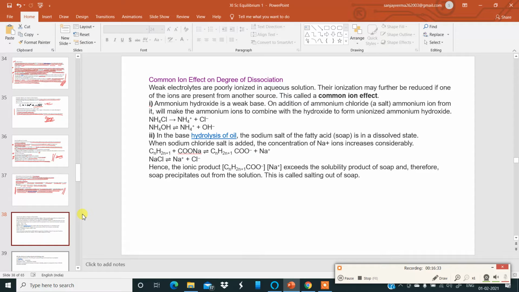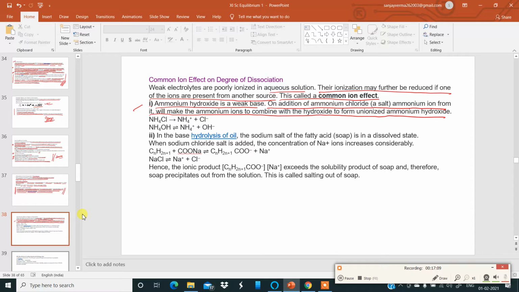There is one important term here, which is called common ion effect. The effect of common ion on degree of dissociation. Weak electrolytes are poorly ionized in aqueous solution. Their ionization may further be reduced if one of the ions is present from another source. This is called common ion effect. Example, try to understand this. Ammonium hydroxide is a weak base. On addition of ammonium chloride salt, the ammonium ions from it will combine with the hydroxide ion to form unionized ammonium hydroxide.